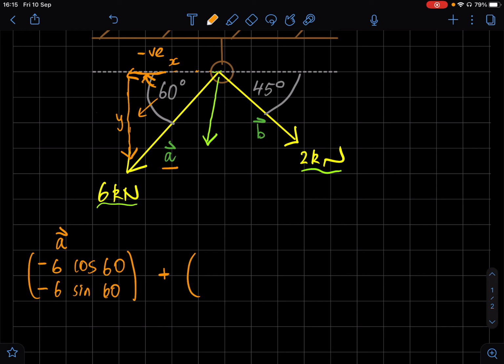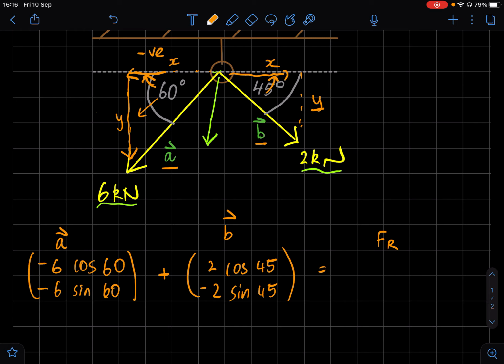Let's add that to vector B. What's our x component of this force? That's going to be the hypotenuse, so 2 cos 45 degrees, and that's going in the positive x direction. And our y component is going in the negative y direction, isn't it? So that's just going to be negative 2 sine 45. Okay, so that's vector B. And if we add these up, we're going to get our resultant force, aren't we?